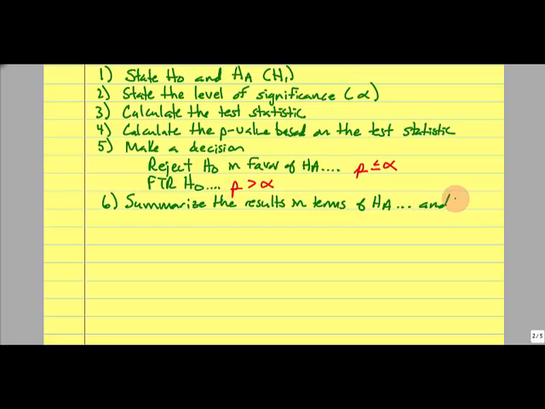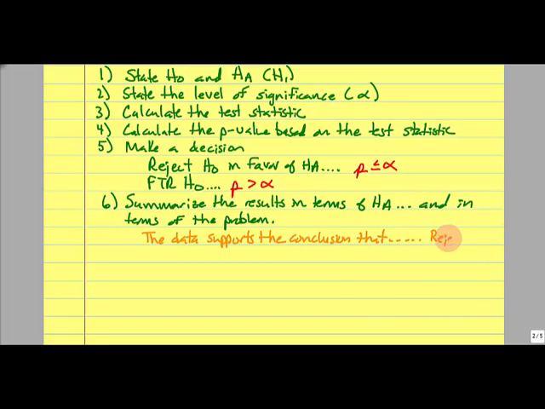Now when we talk about this, we need to consider summarizing our results in terms of a problem. And these will make more sense when we actually start working some of these problems. Same thing here, we always state this the same way. The data supports the conclusion is how we start when we reject H0. Now, if we fail to reject H0, we always start our summary as the data does not support the conclusion.